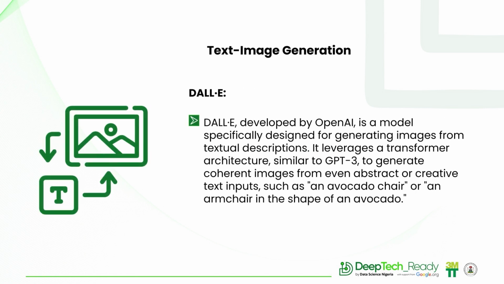We also have DALL-E. DALL-E was developed by OpenAI. So it's a model specifically designed for generating images from textual description. It leverages a transformer architecture similar to GPT-3 to generate coherent images from even abstract or creative text inputs, such as an avocado chair or an armchair in the shape of an avocado.